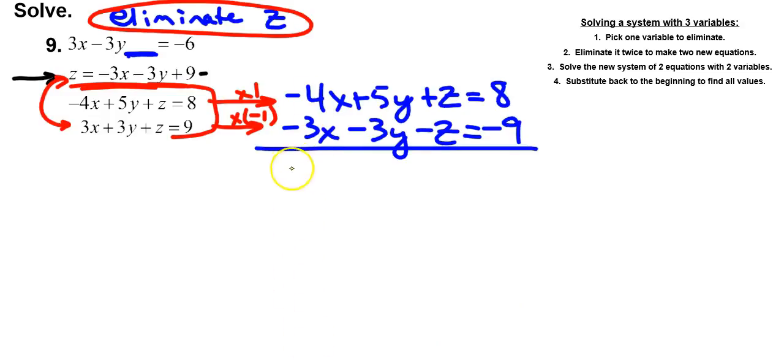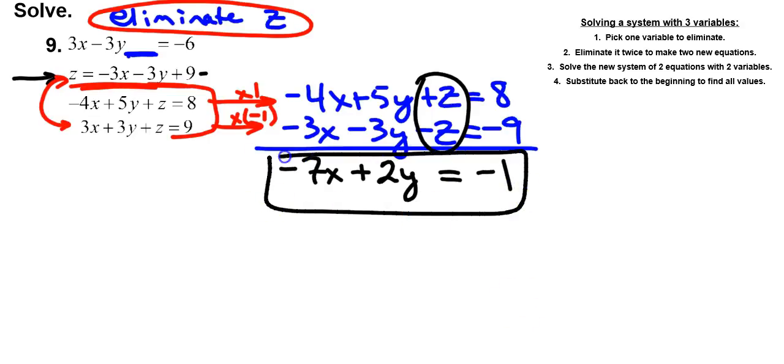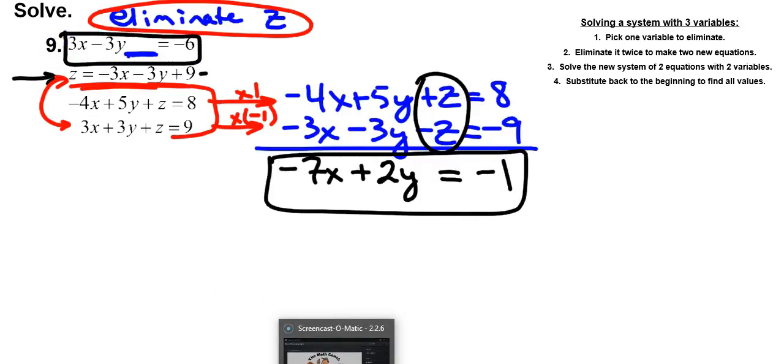And I get negative 7x, 5y and minus 3y make positive 2y. The z's obviously are going to cancel out, and 8 and negative 9 make negative 1. So I have negative 7x plus 2y equals negative 1, and I have 3x minus 3y equals negative 6. Remember, my goal is to get a new system of two equations with two variables. If I can get that, I'm going to be okay. I can solve for the two variables using substitution or elimination.